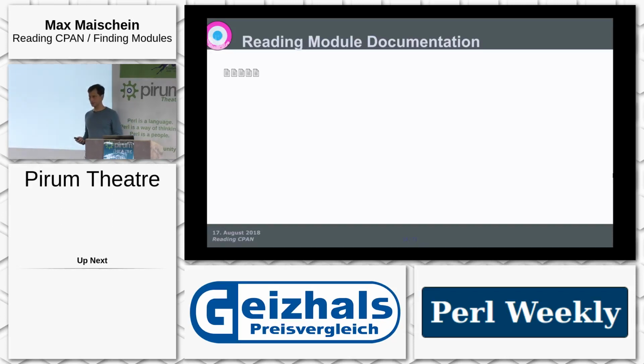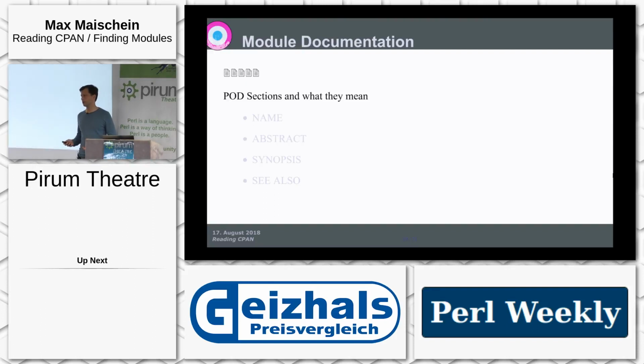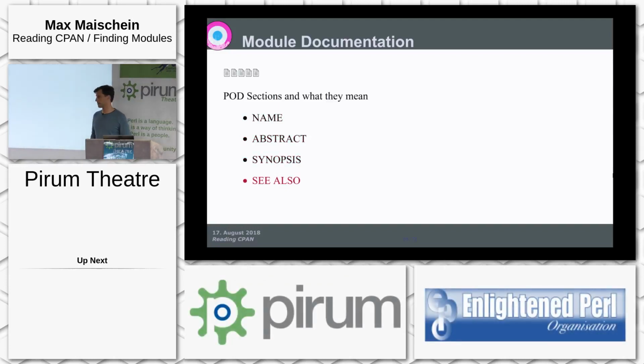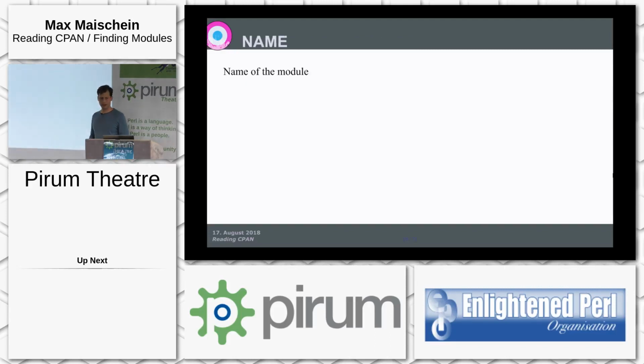Besides the bug tracker, there's also the module documentation. And with Perl, there are pod sections like the name, the abstract, the synopsis, and the see also sections. No module needs to have any of these, but ideally a module has all of these, at least, if not more. And I'll talk a bit about these.